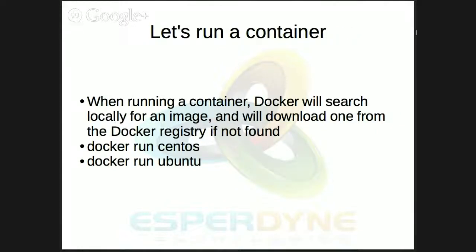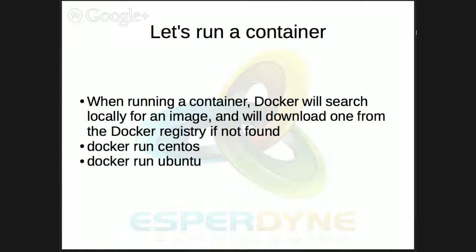So let's run a container. When running a container, Docker will search locally for an image. It'll download one from the Docker registry if it's not found locally. The registry is very much like, with Perl and CPAN, Python and pip, that type of thing. It's a registry which holds containers, a lot of people put up containers, we put up containers. They're publicly available. Like anything else, you also want to know where that container is coming from. A lot of people put up development containers, and you don't know where they're coming from. You don't know their provenance.